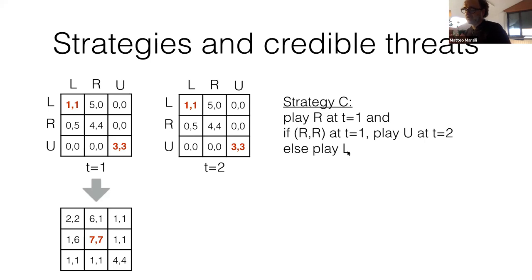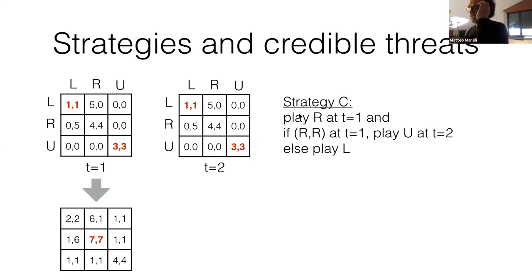So this strategy contains a threat, okay? Essentially I'm telling you, look, I'm going to play R, and if you play R, I will play U at the second step. But if you don't, I will play L. It is a threat which threatens to punish. So it suggests what the other player should do, which is play R. And if the other player does not play R, there is a punishment, because instead of U, I will play L, okay?